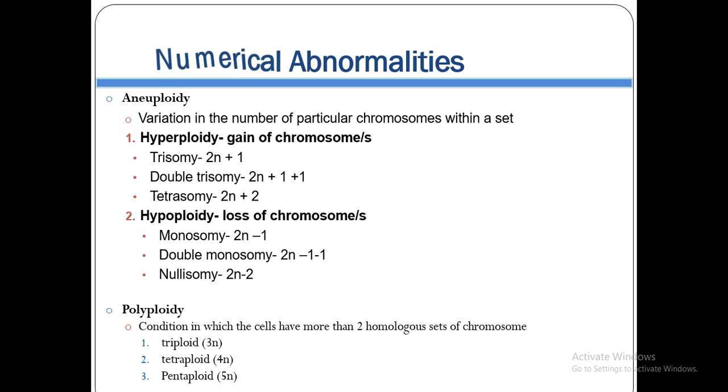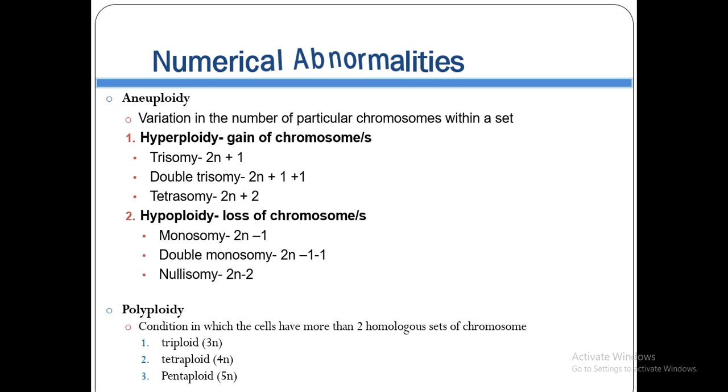For double monosomy, from a normal chromosome set, which is 2N, one chromosome is taken from one chromosomal region and another chromosome is taken from another chromosome region. These chromosome regions are different.